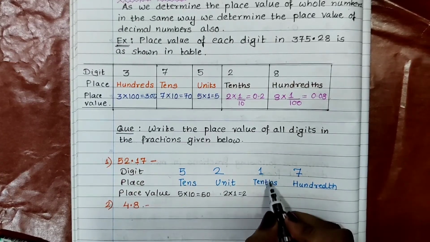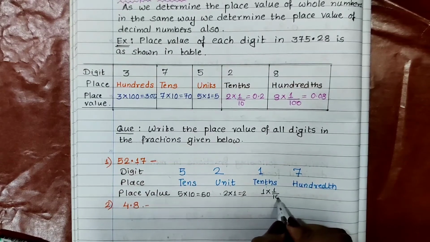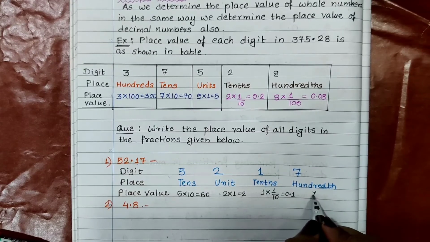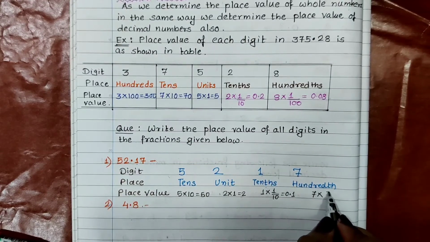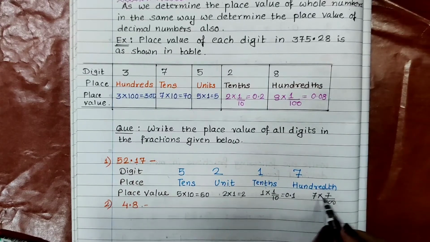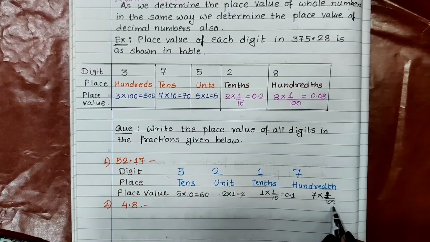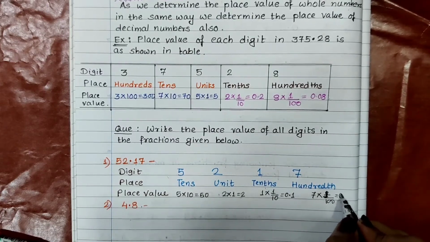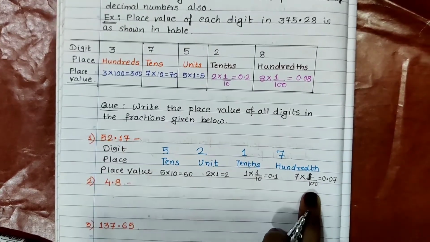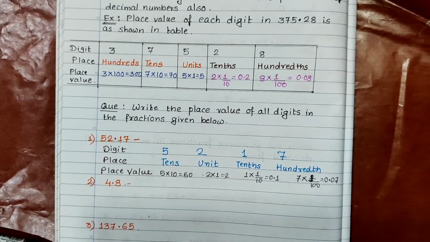Next, 1 into tenths. That means 1 multiplied by 1 upon 10. What will be the answer? 0.1. Next, 7 multiplied by 1 upon 100. What will be the answer? 0.07. Okay, 100 is there, so after the decimal point there should be 2 digits. In this way we have to write all these answers.